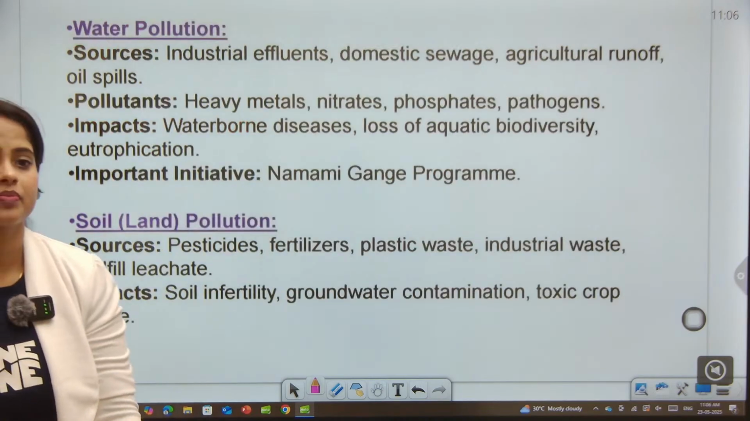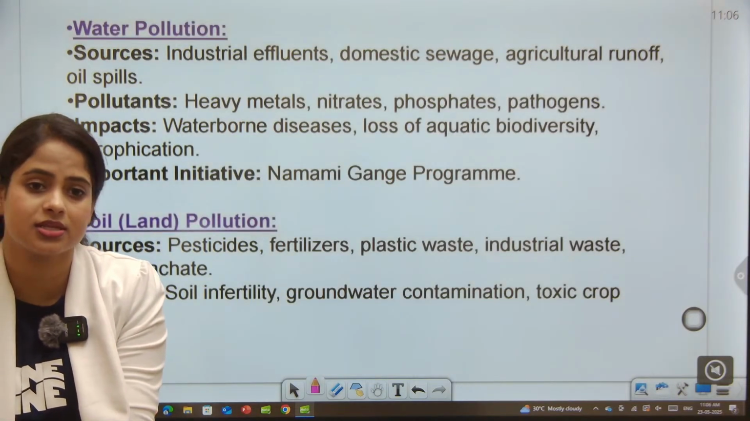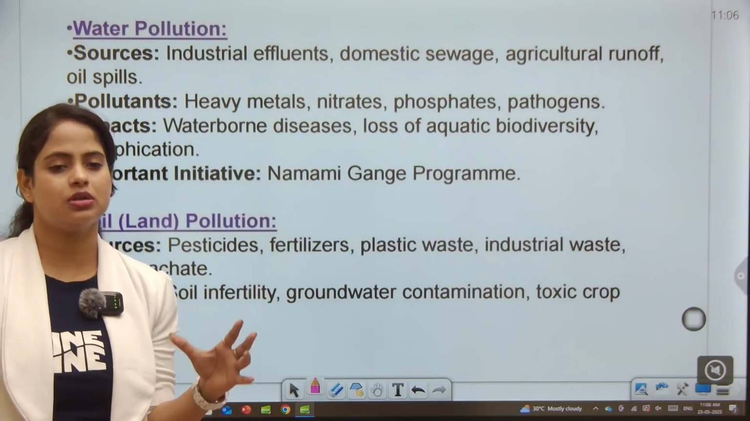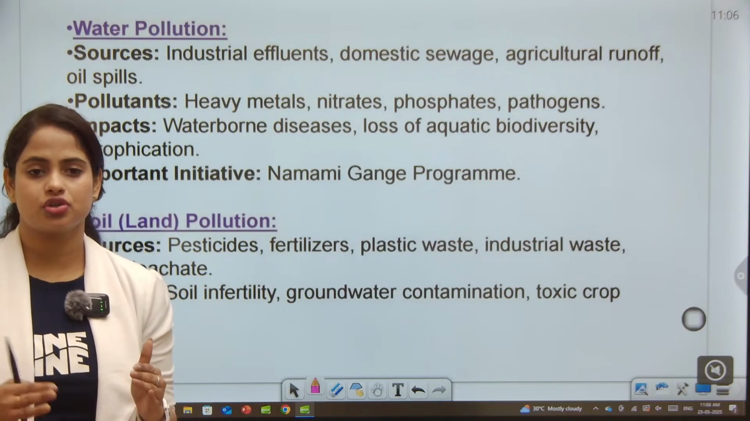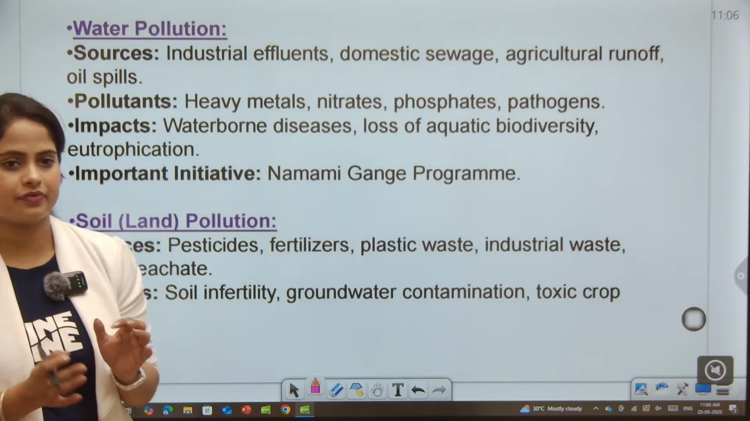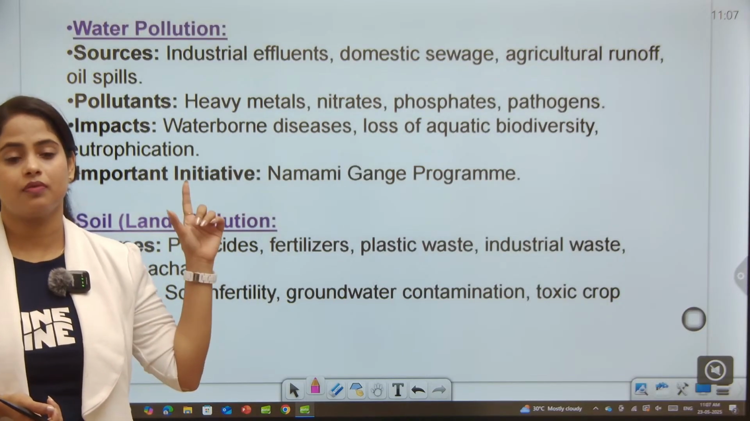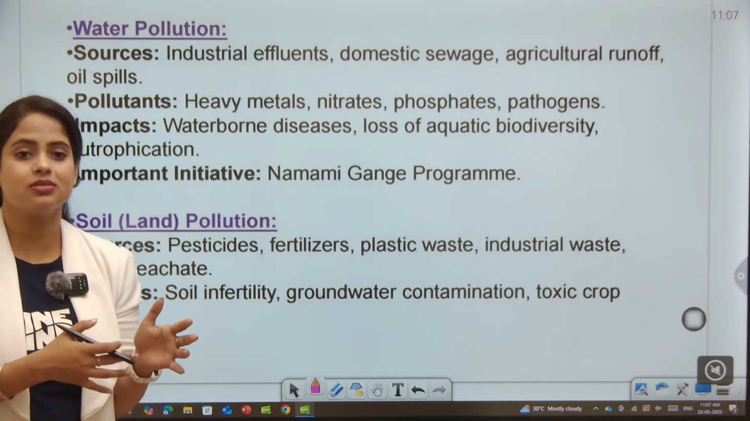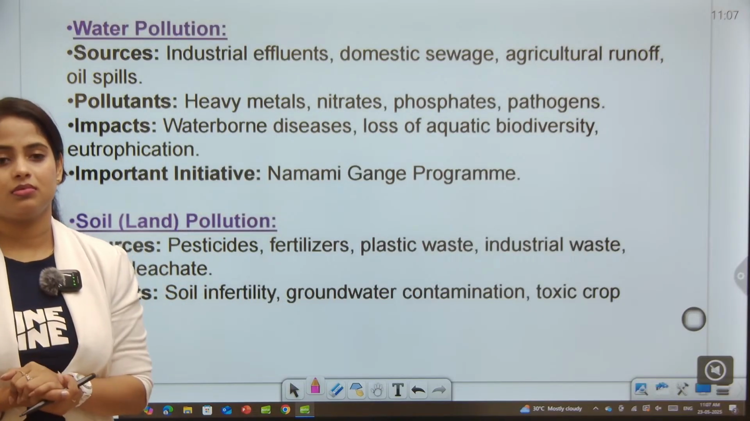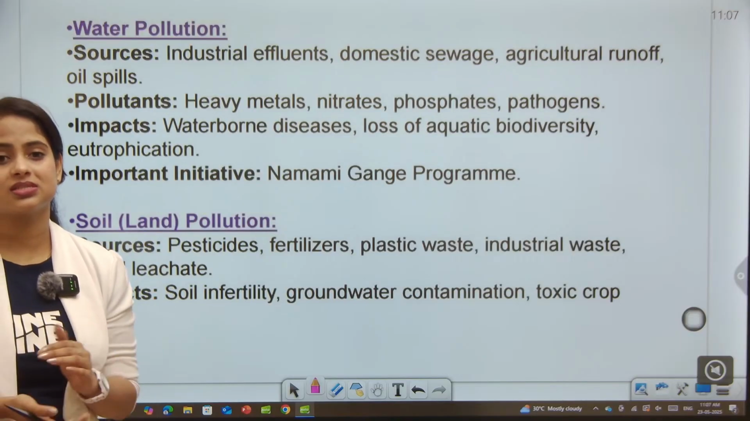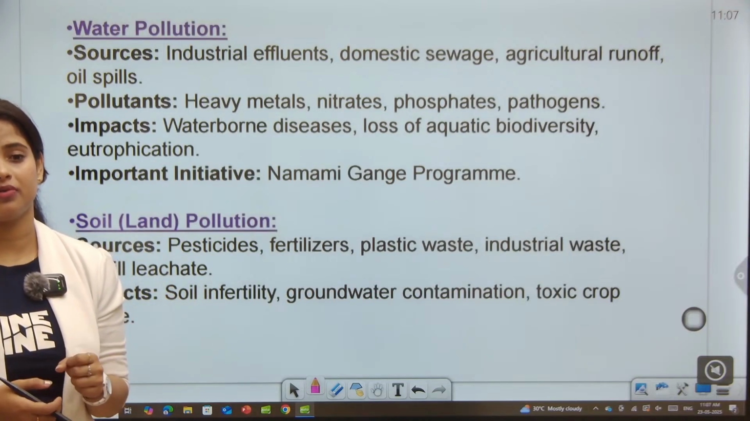So next, see water pollution, then soil pollution. For all the types of pollution, we have to know a brief idea. See the sources for water pollution: obviously industrial influence, domestic sewage, agricultural runoff, and oil spills.